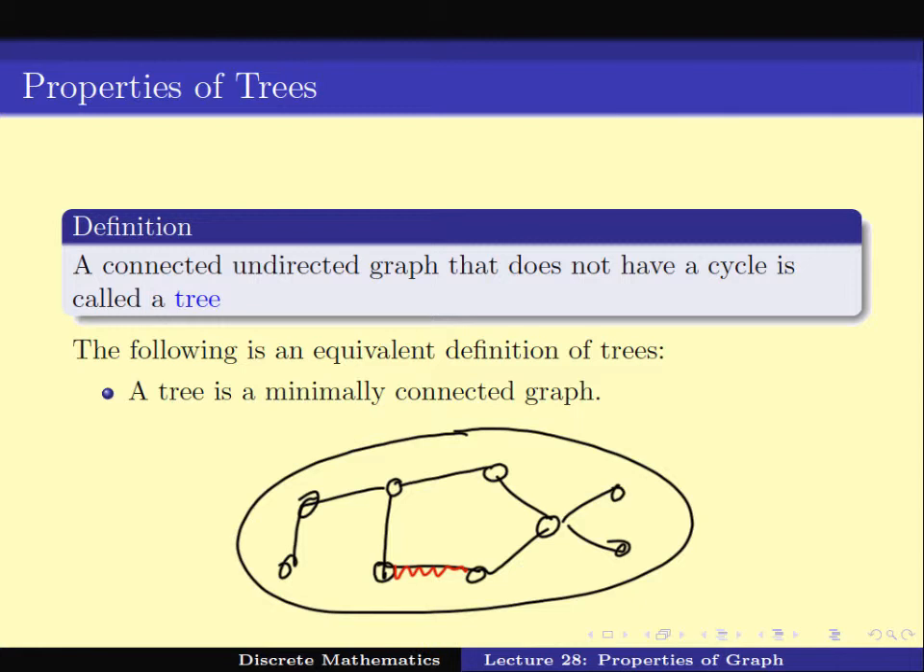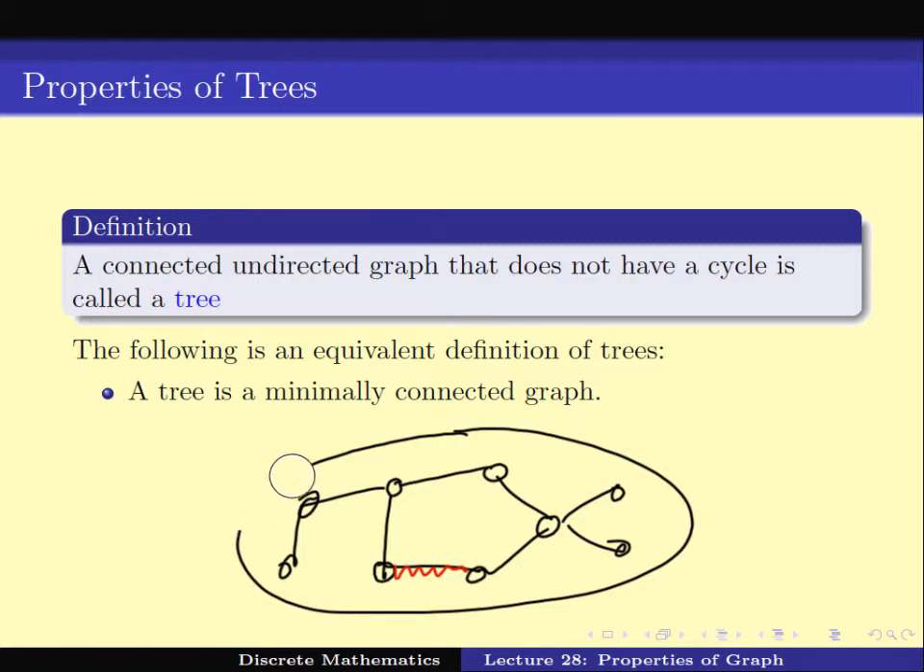Now, how do I prove the opposite direction? If a graph is not minimally connected, it must have a cycle. Okay, I leave it to you guys to think about it.